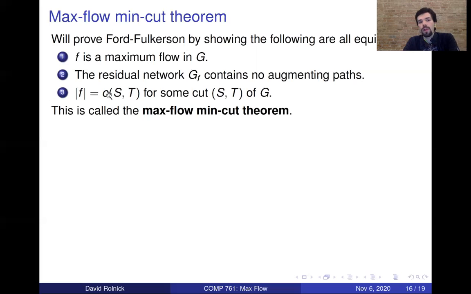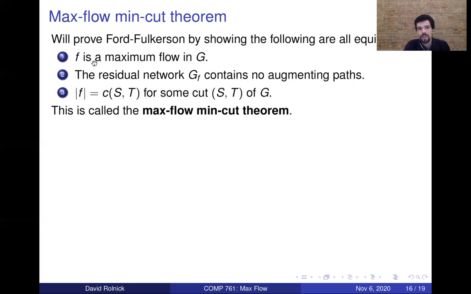If there were a cut that was smaller, then we would have the value of f be greater than the capacity of that cut. And we know that's not the case. So as a corollary of this, we get max flow is equal to min cut. But in addition, the important part for Ford-Fulkerson is that if we don't have any augmenting paths, then we know that we have a max flow. But this is going to be useful in proving the theorem.